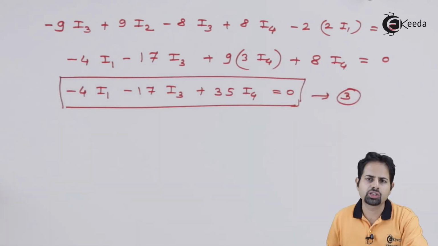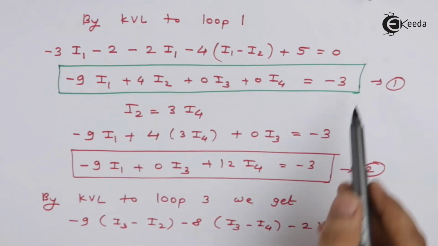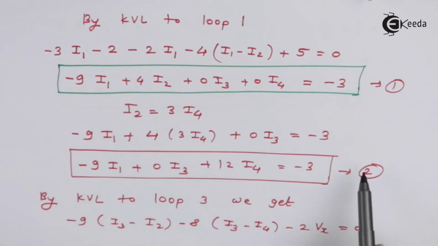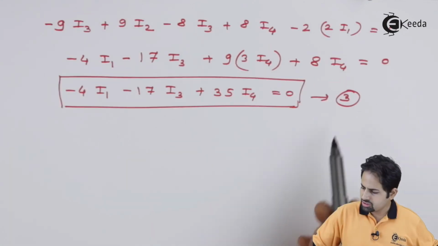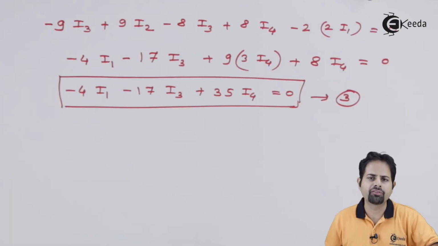I'm calling it the third because we already gave second to some other equation. This is our second equation, which we have modified from equation number 1. So this is the second equation and this is now our third equation, and now we will apply KVL to the final loop.